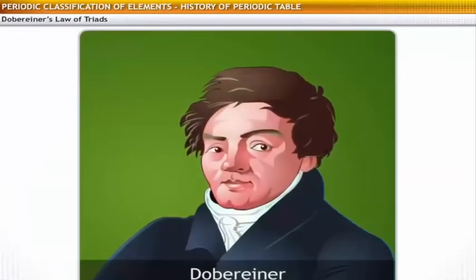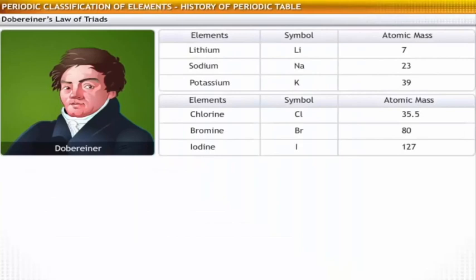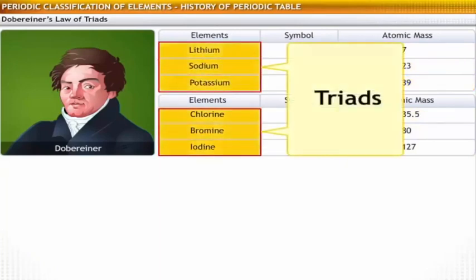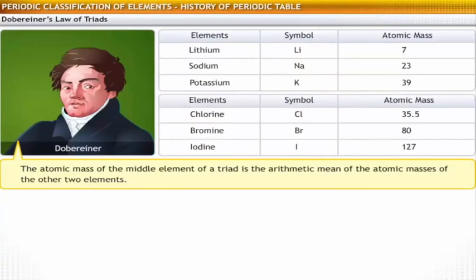After further research, a German scientist, Daubernier, arrived at a hypothesis in the year 1829. According to Daubernier, all elements occurred in groups of 3 when arranged in increasing order of atomic masses. He referred to these groups as triads. Daubernier's law of triads states that the atomic mass of the middle element of a triad is the arithmetic mean of the atomic masses of the other 2 elements.